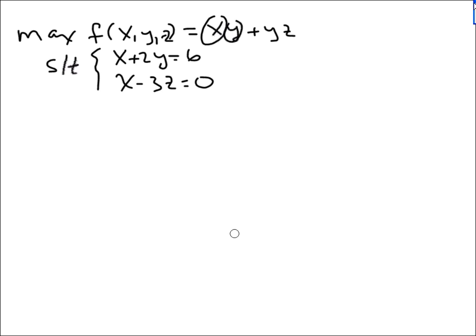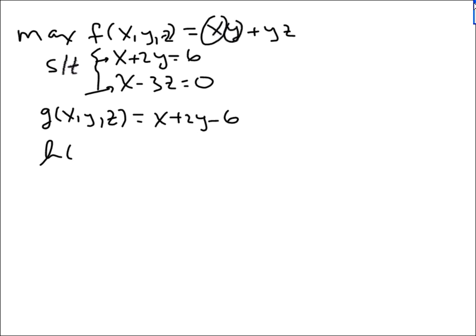Doing it the way I'm erasing is easier because it will just have one gradient function that you have to find from the constraint. Here we have two constraints. We're going to have to come up with two gradients from the constraints. For example, I'll let g of x, y, z be equal to x plus 2y minus 6. And I'll let the second constraint be my h constraint, and it already equals 0.